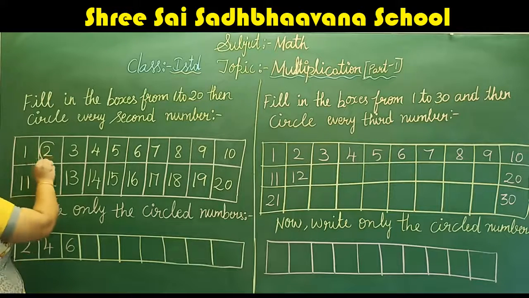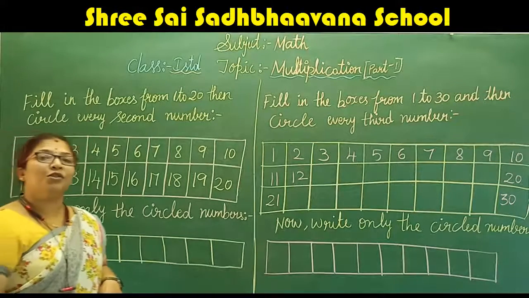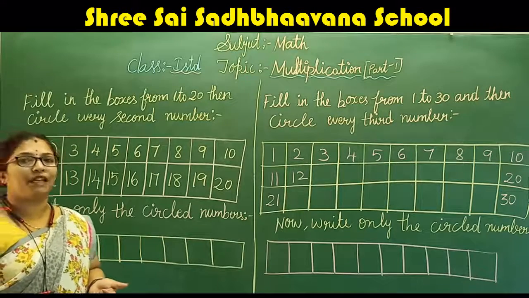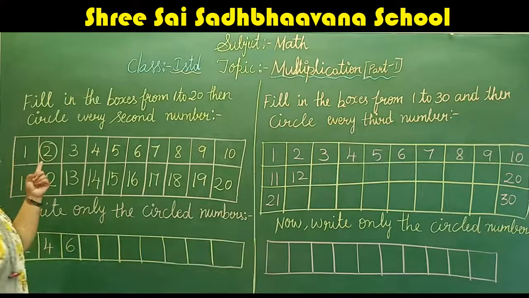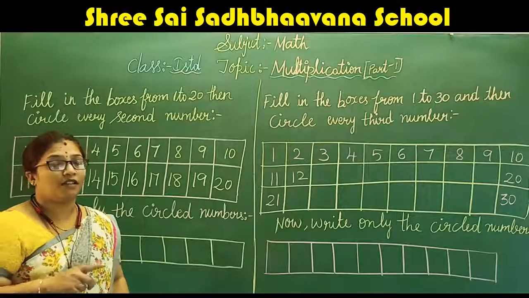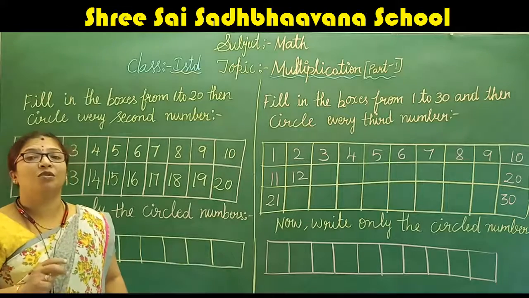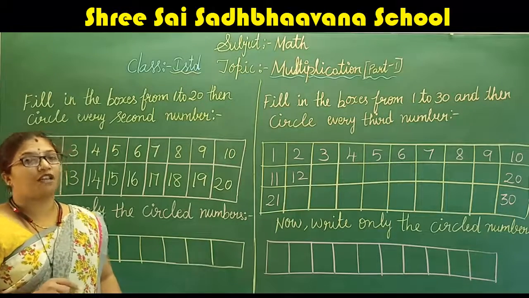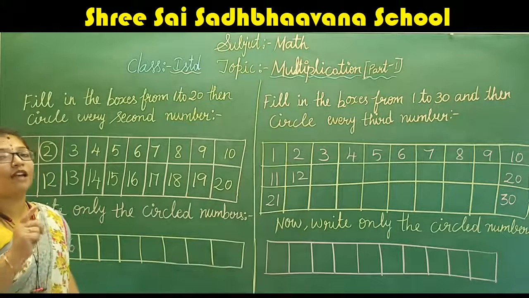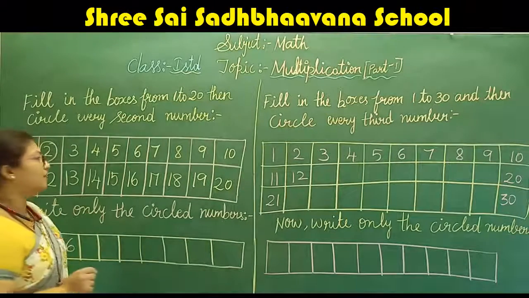The second number you have to circle, that is 2. Maybe they have already circled it for you. This is the method I am teaching you, right? One number we have to skip and the next number we have to circle. That is called two number skip counting. One number you skip and the next number you circle.